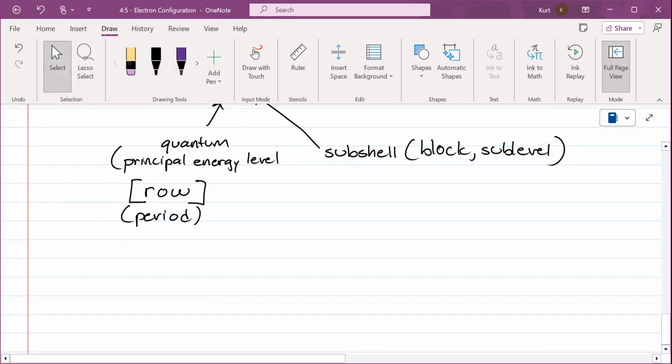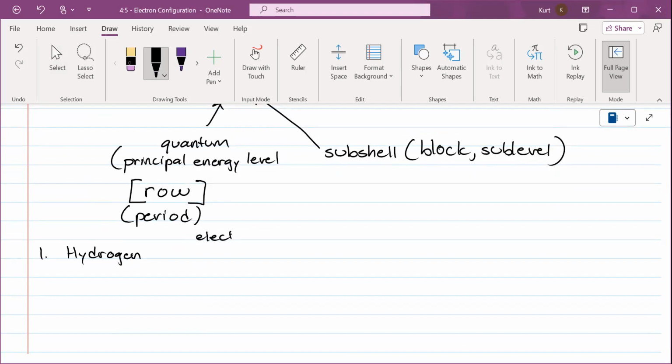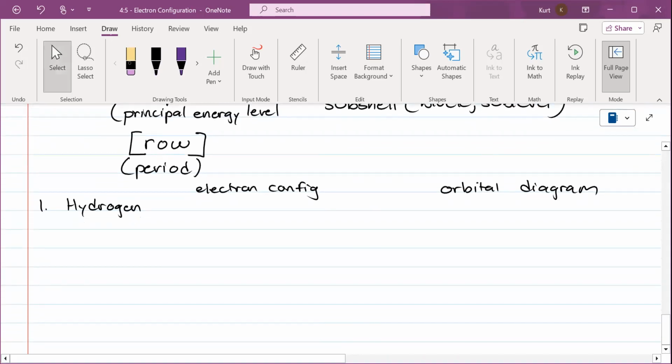So I want to start doing some practice. I want to do hydrogen again. We're going to have the electron configuration. And you're going to have the orbital diagram. And this is going to take all day tomorrow and part of Wednesday. All right. Ready? Here we go.